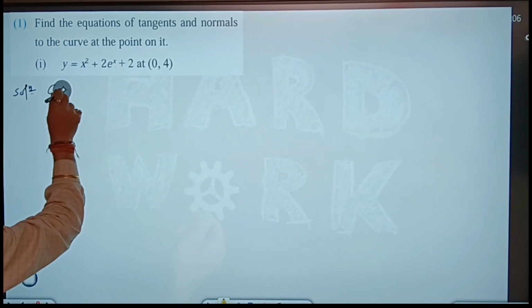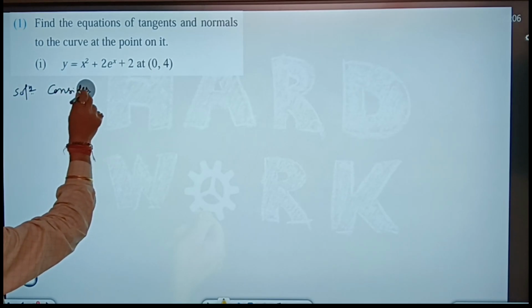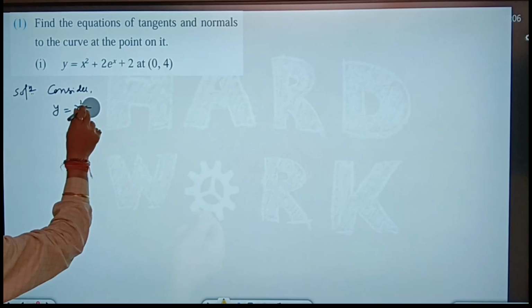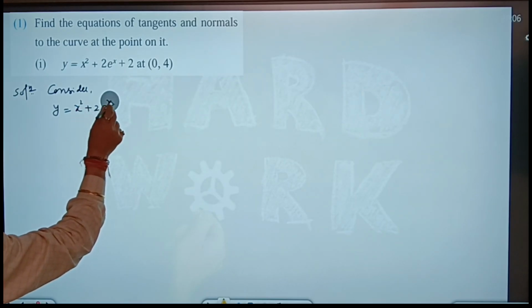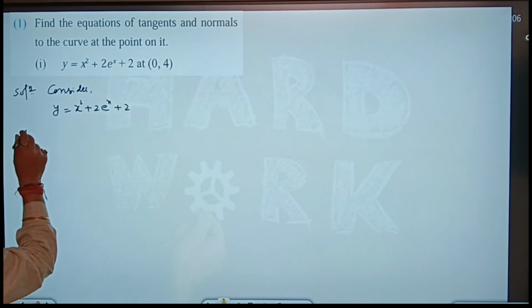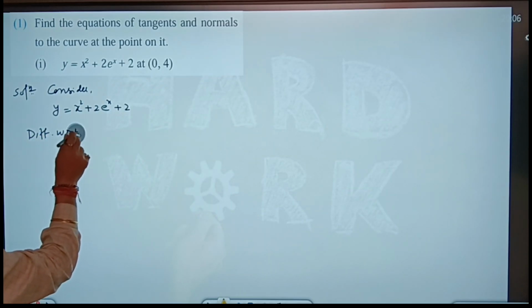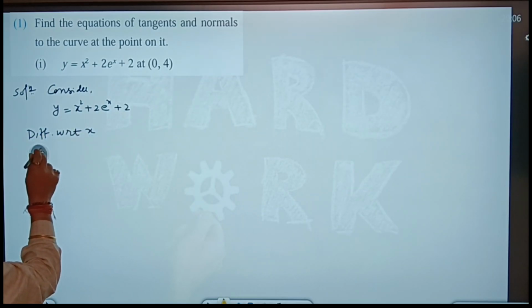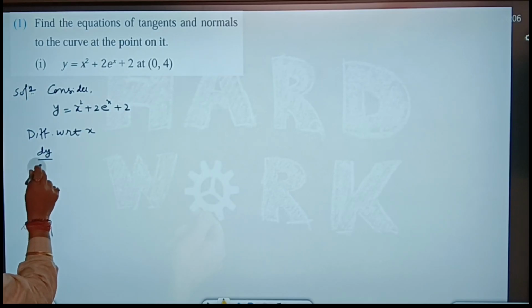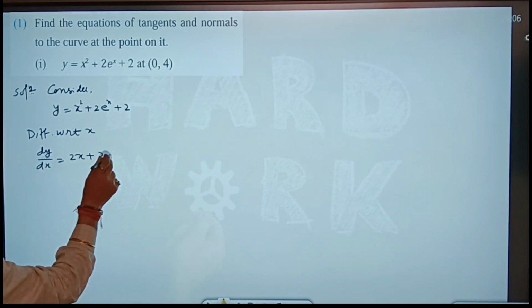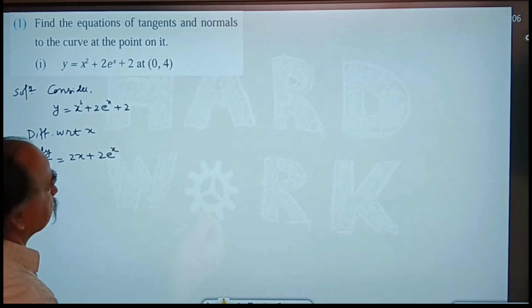Consider y is equal to x square plus 2e raised to x plus 2. Differentiating with respect to x, dy by dx is what? 2x plus 2e raised to x.